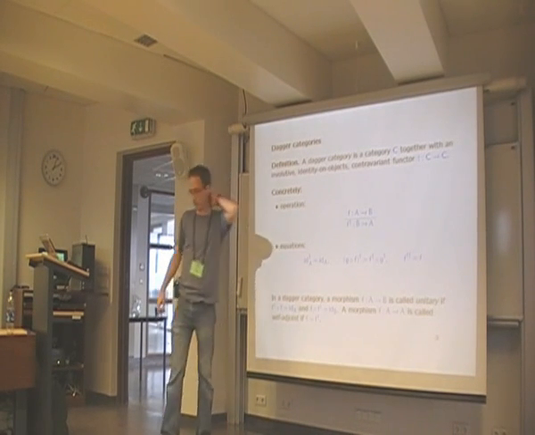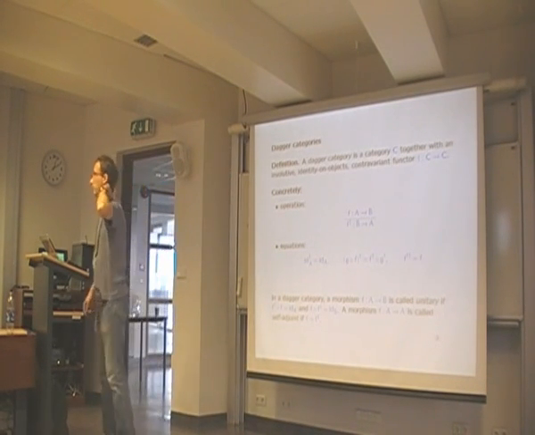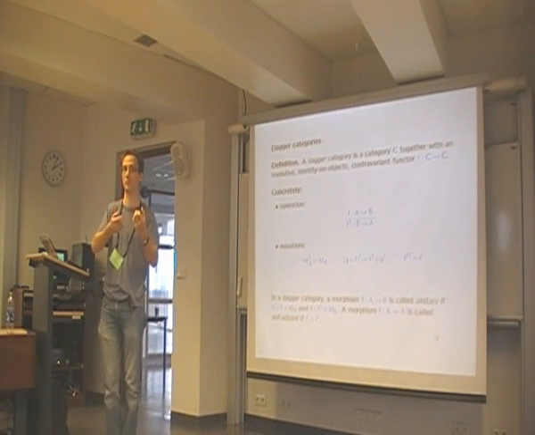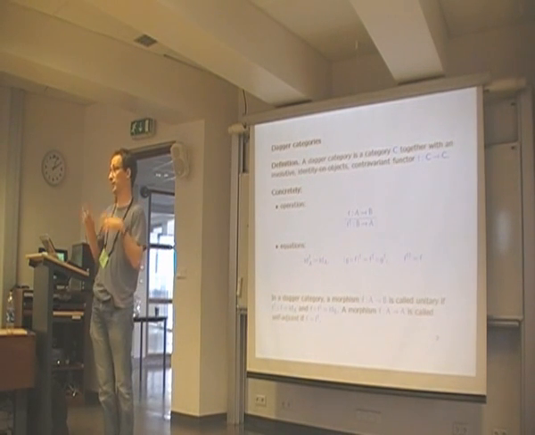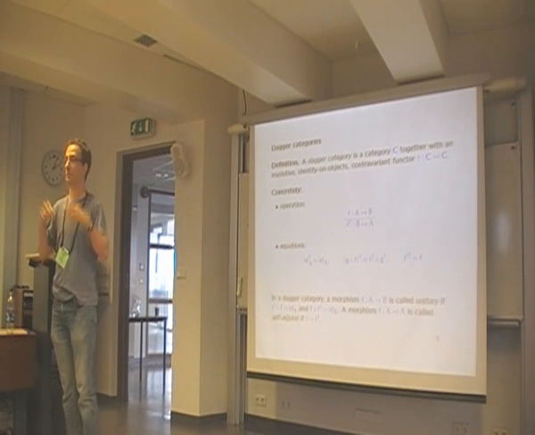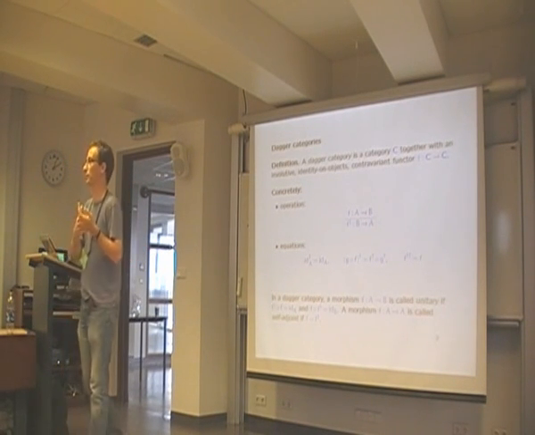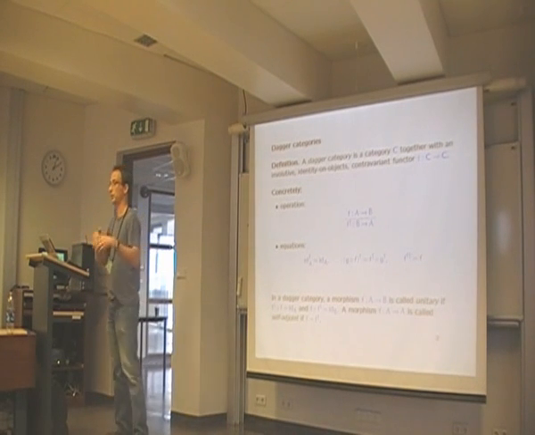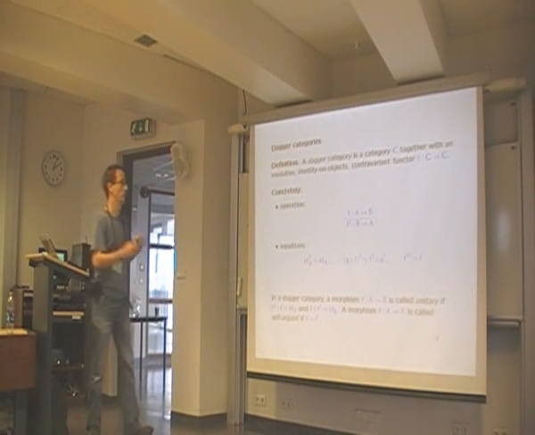A category is given by a class of objects and then a class of morphisms between them. You think of the objects as sets and the morphisms as functions, or you think of the objects as spaces and the morphisms as linear functions or linear continuous functions or something like that.